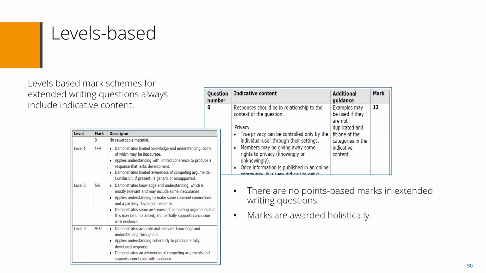However, there are things that we can help you with. Level 1 will usually be characterized by being chaotic. You are looking at something where basically the candidate has gone for the scattergun approach. Here are some ideas, things I know about whatever this question happens to be about. Maybe they've given a bullet point answer. Maybe they've just said this, then followed by that. There's no real link between the things.